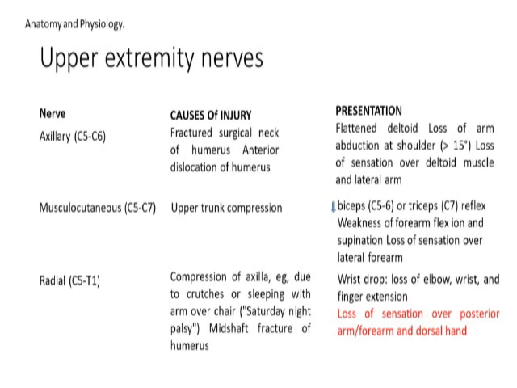The radial nerve goes from C5 to T1, and injury can occur by compression of the axilla, for example due to crutches or sleeping with arms over chairs. It is called Saturday night palsy. A mid-shaft fracture of the humerus can also be the etiology of the lesion of the radial nerve. The form of presentation of that lesion is wrist drop.